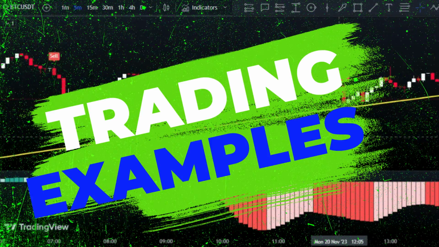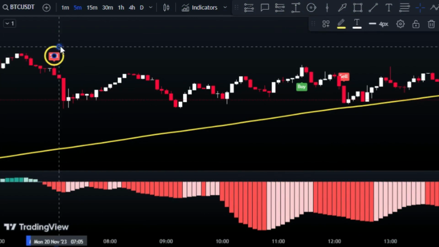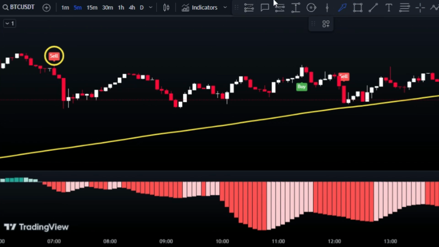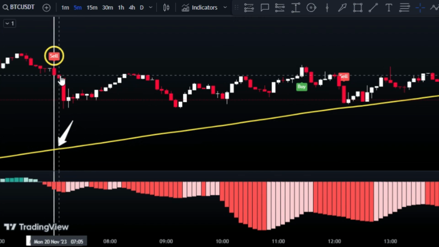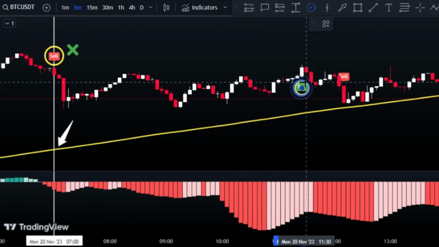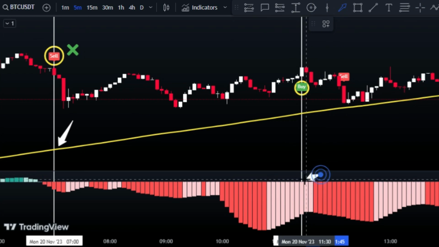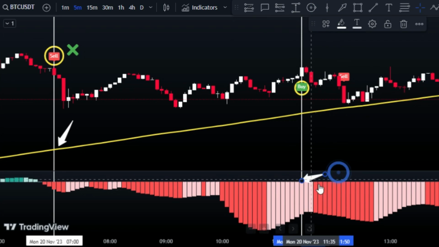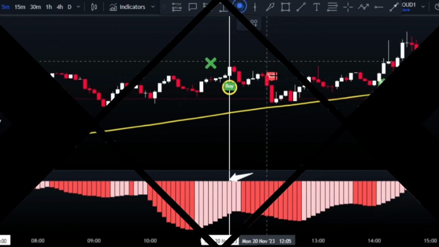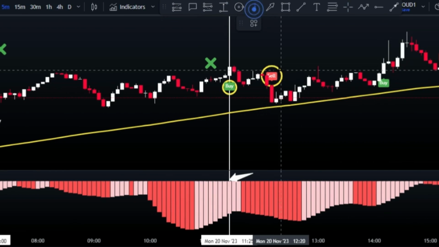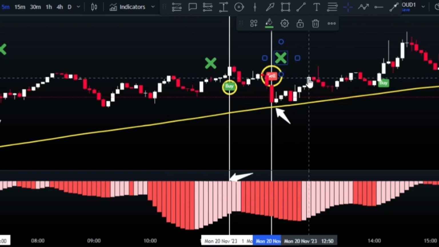Now let's take a look at these examples to see how this strategy really works. Here we have a sell signal, but since the price is above the moving average, we're going to pass on this one. The next signal is a buy and the price is above the moving average, but if you check out the MACD indicator, it's negative, so we're going to skip this one too. The following signal is a sell signal, but since the market is trading upward according to the moving average, you're going to ignore this one.